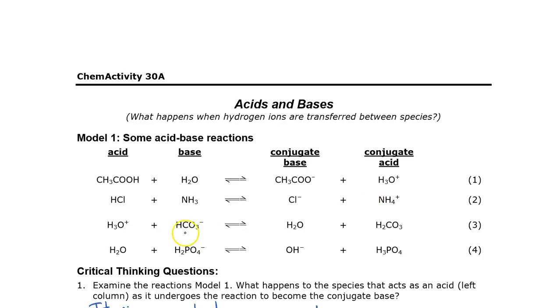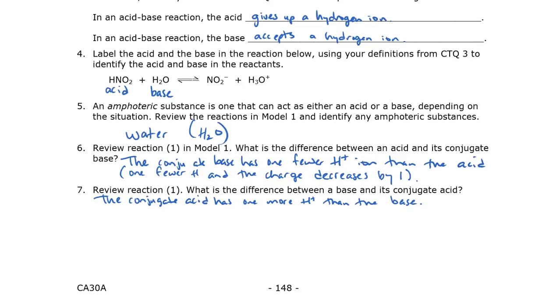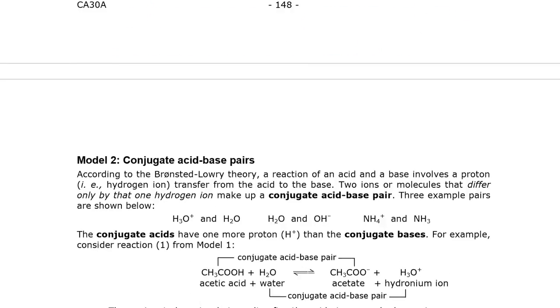In the case of HCO3-, the bicarbonate ion, we get to H2CO3. It has also gained an H and a plus, so the plus takes the charge from a negative to a 0. The charge increased by 1. If you want to write the charge increases by 1, go ahead and write that. And let's go on with Model 2.